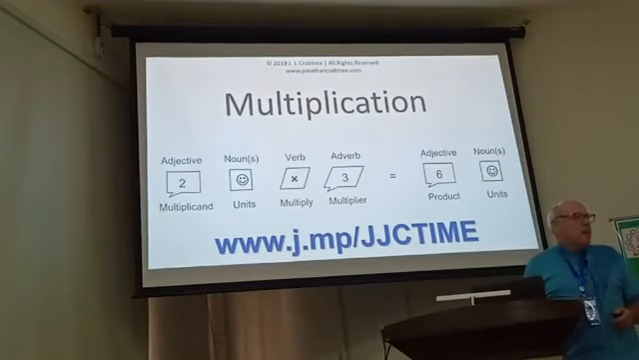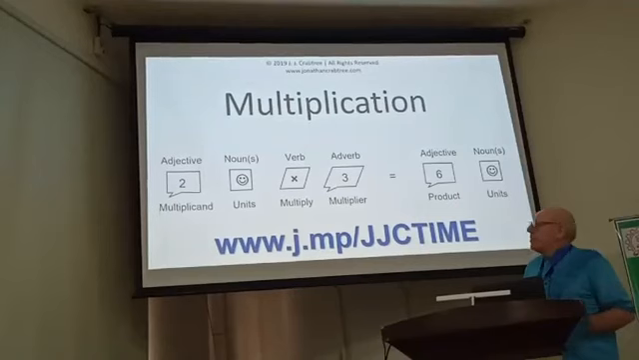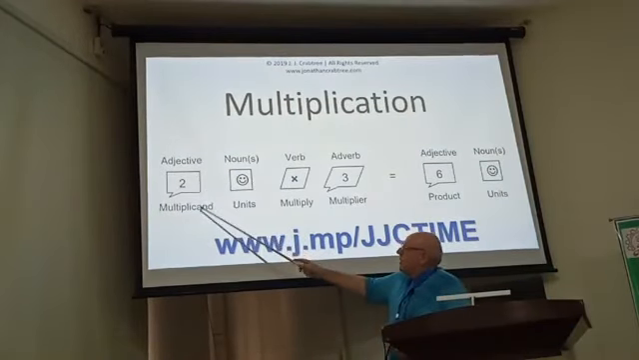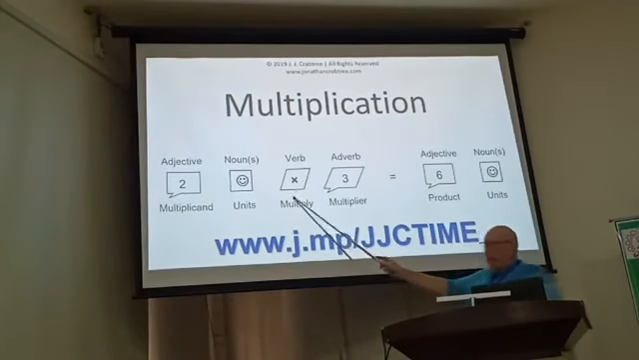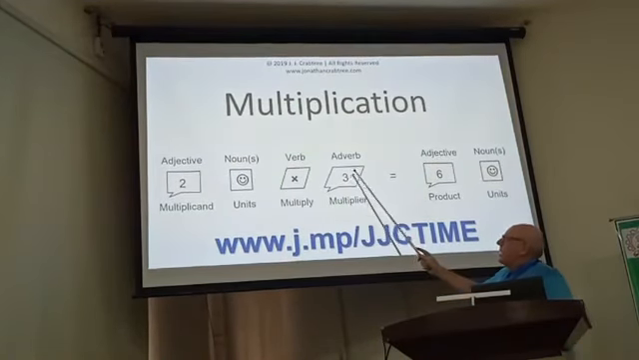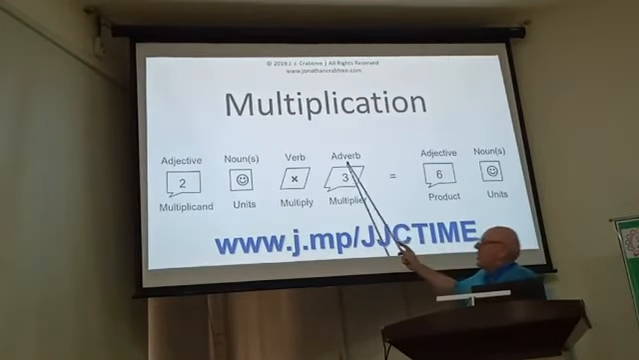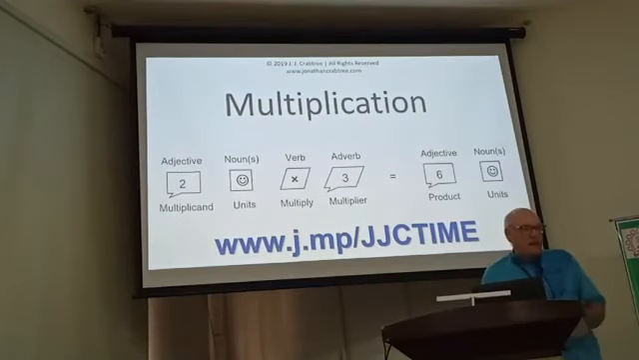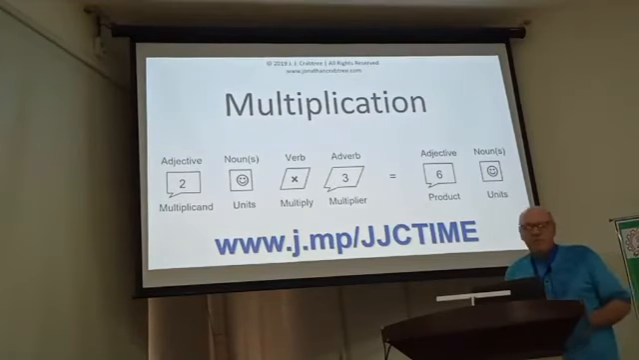In multiplication, it becomes a little bit more interesting, because we've got the structure of adjective for the multiplicand, we've got nouns for the units, we've got a verb, an action, a multiplying. And the multiplier is actually an adverb, which says how many times the multiplicand is going to be either added to zero or subtracted from zero. And that then gives us an adjective noun, which is the product.